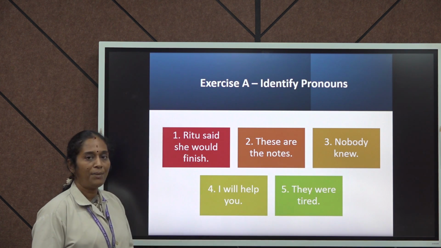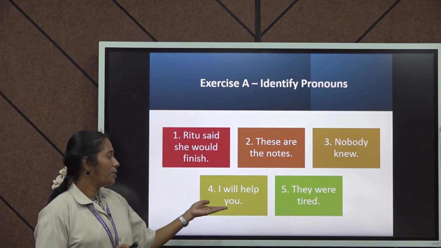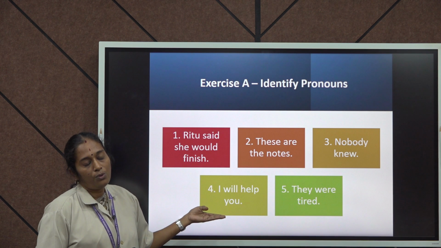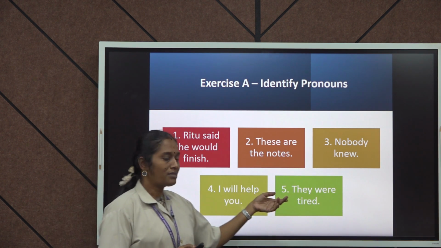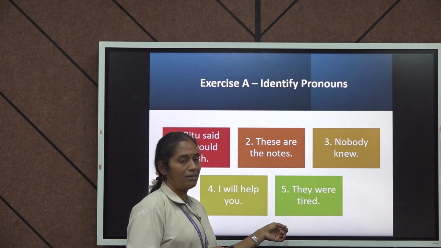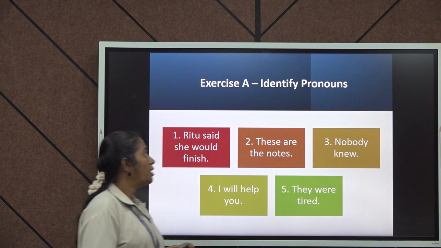Then look at my next sample. I will help you. Here I is also a pronoun. You also acts as a pronoun. Here I have used two pronouns. Look at the next sample. They were tired. Here they refers to a pronoun. I move on to the next slide.